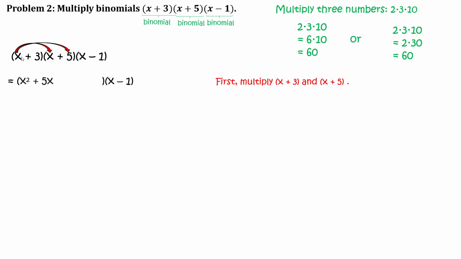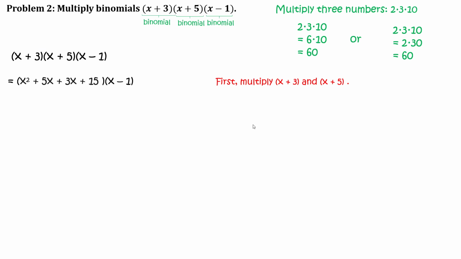So we're going to forget about this plus 3 for a while. So x times x is x squared. X times 5 is 5x. And then we're going to forget about the x and distribute the 3. 3 times x is 3x. 3 times 5 is 15. So you get that in parentheses. So now you have this polynomial times the quantity x minus 1.